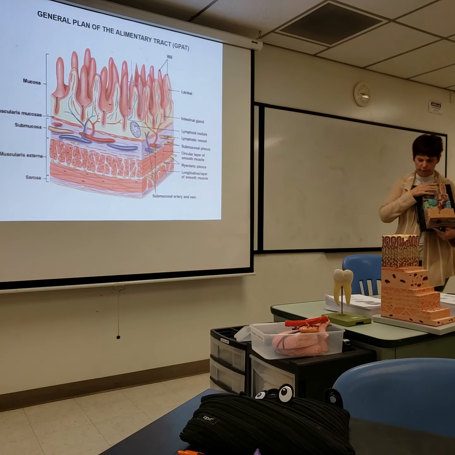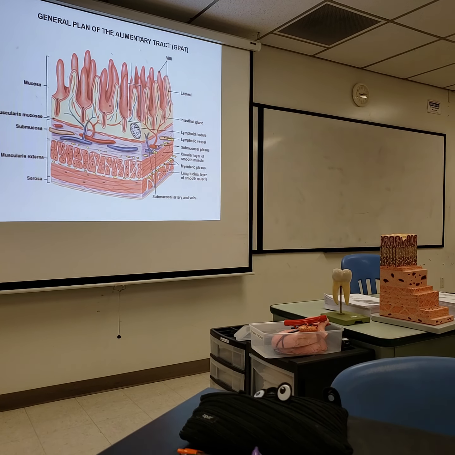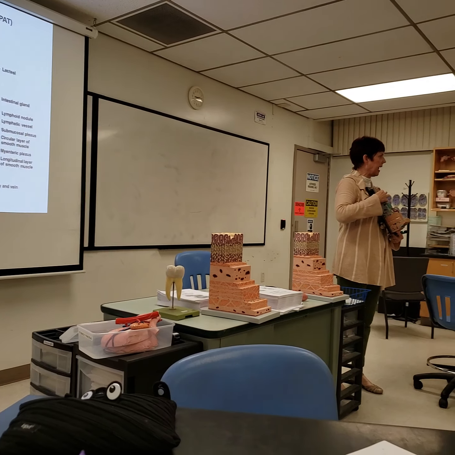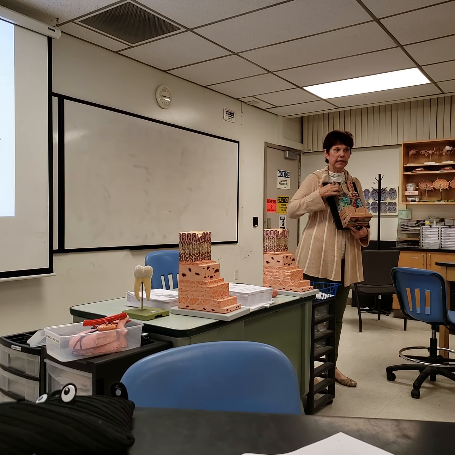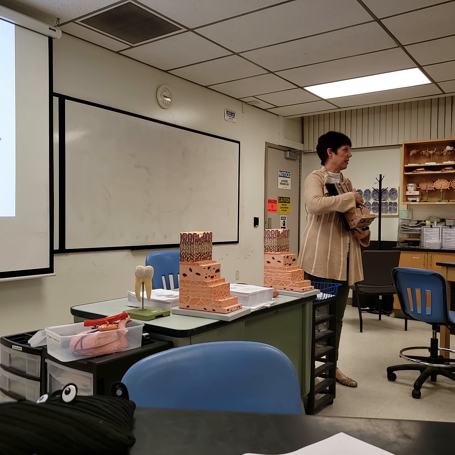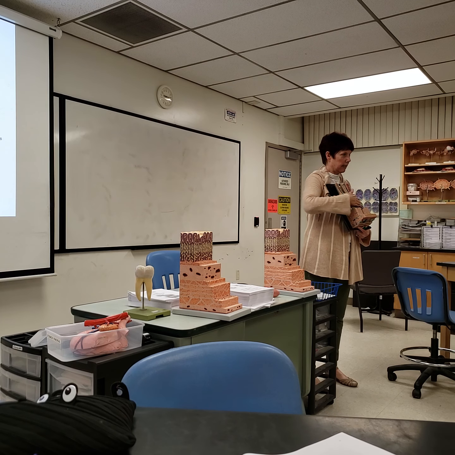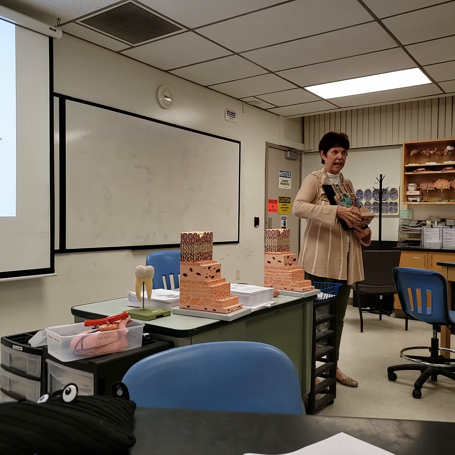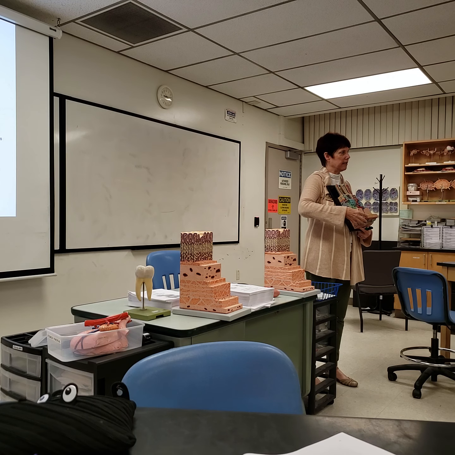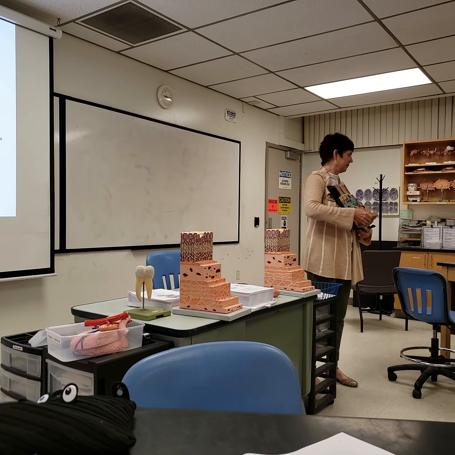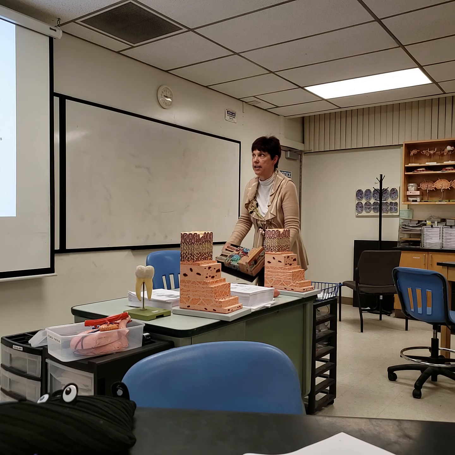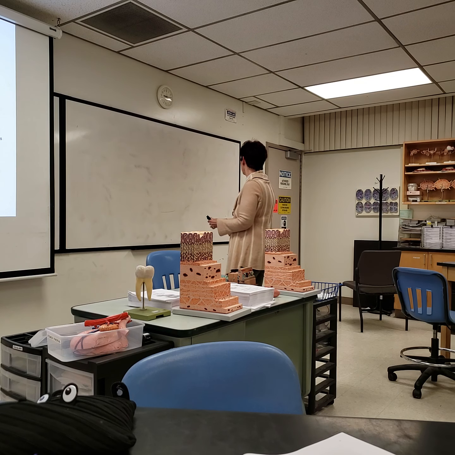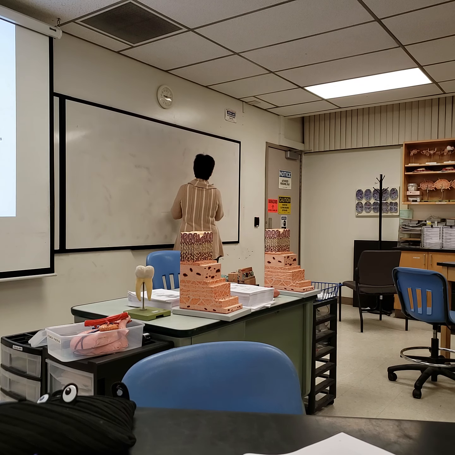So what we're going to look at for the mucosa is the epithelium of the villi and intestinal glands, loose irregular connective tissue, and our muscularis mucosa. Submucosa, inner and outer layers of the muscularis externa, and serosa, okay? With some specializations along the way. Again, our stomach has gastric pits and gastric glands.